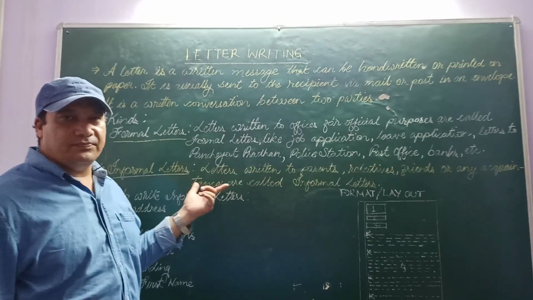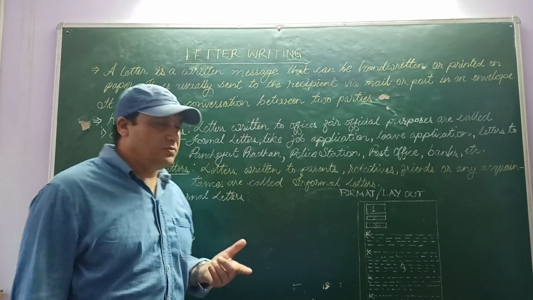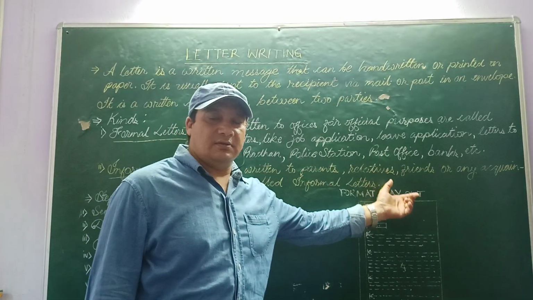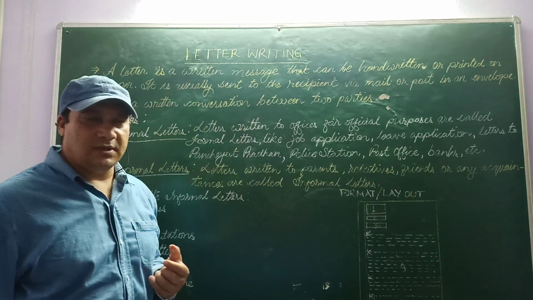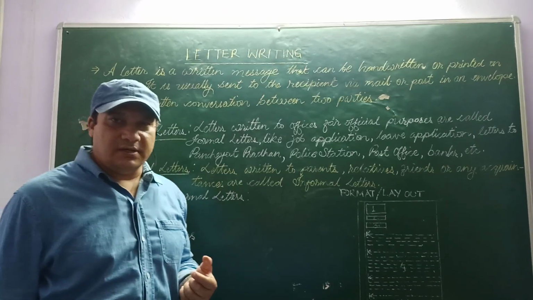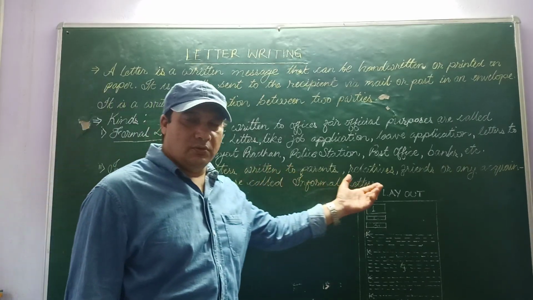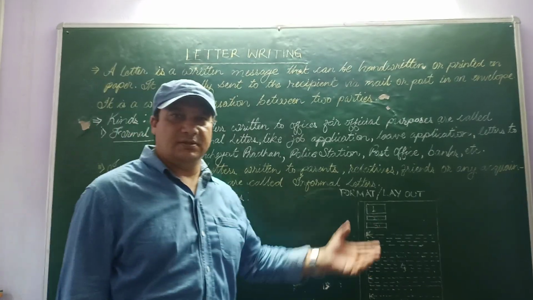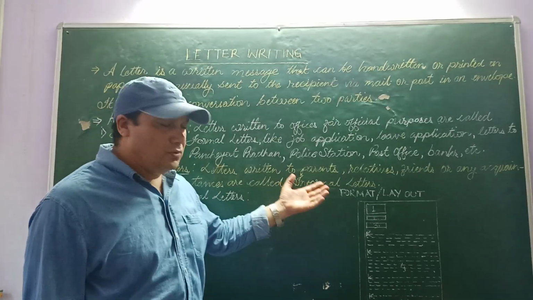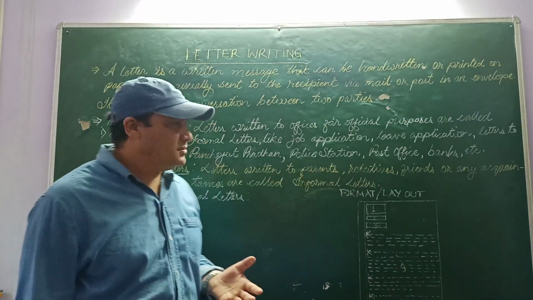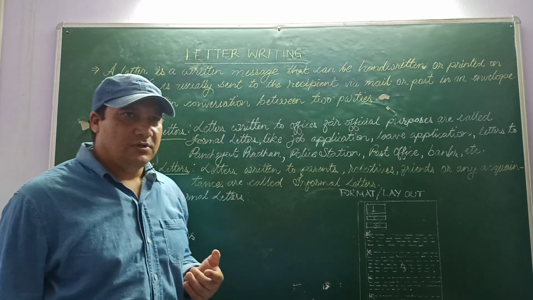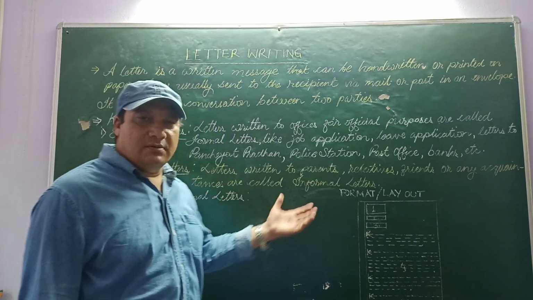Informal letters are those letters which are written to parents, relatives, friends, or any acquaintance. Acquaintance means any person who is known to you. When we write such letters to people we know, they are called informal letters. Since we know to whom we are writing, whether parents, relatives, friends, or any known person, they are written in a friendly tone.